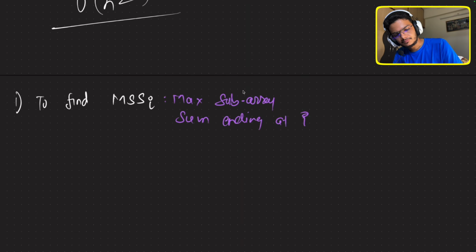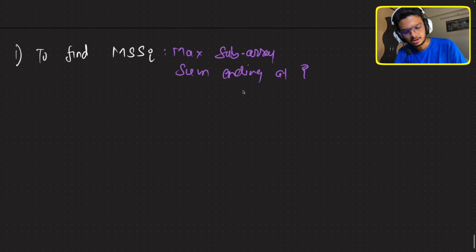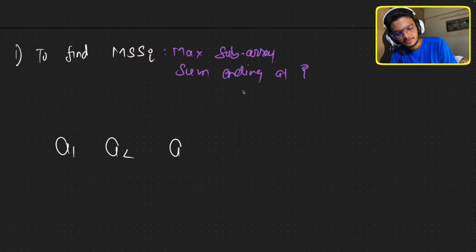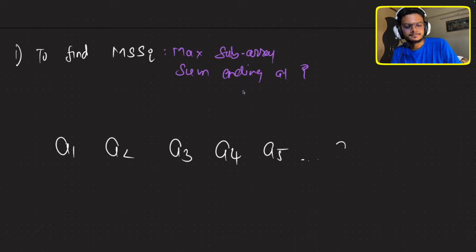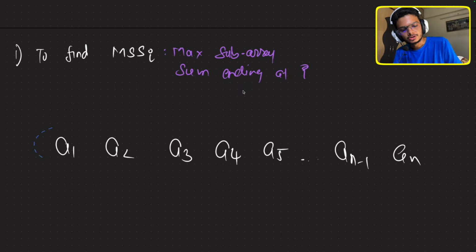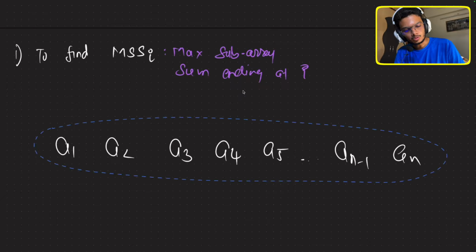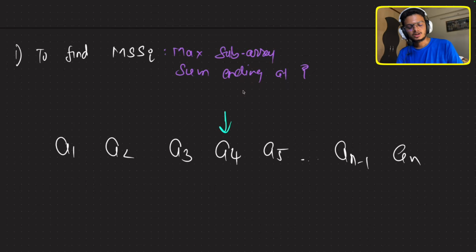Let's see. Let me write down an array here, so then maybe I'll be able to explain in a better way. Let's say we had A1, A2, A3, A4, A5, and so on, A(n-1) and An. Okay, so this is our array here. Now, what I'm after is, when I am at, let's say, A4, I want to find out the maximum subarray sum ending at index 4.